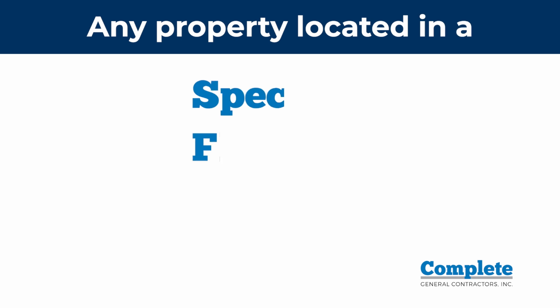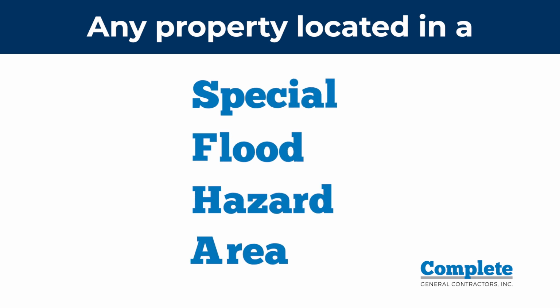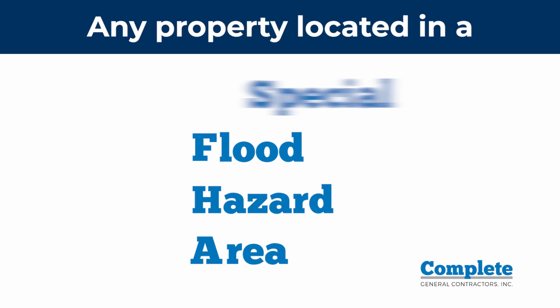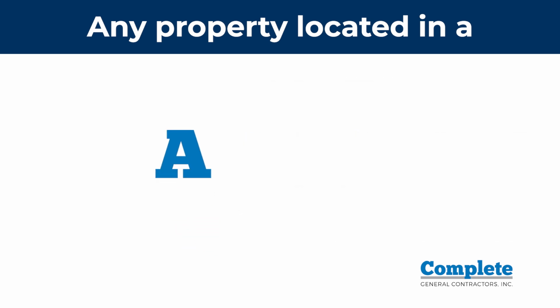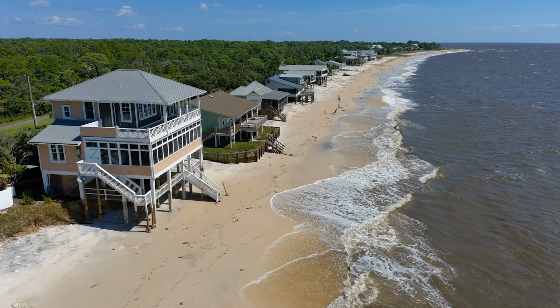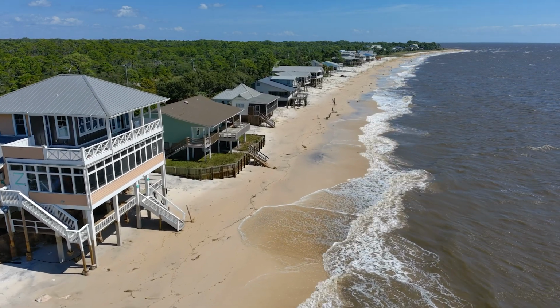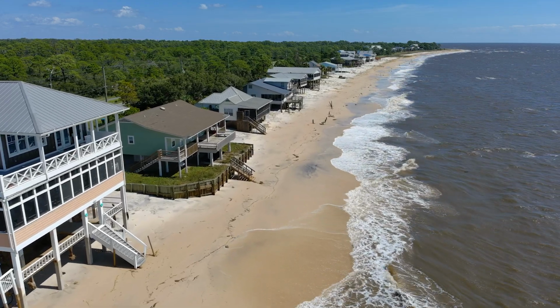First, it's any property that is located in a special flood hazard area, an SFHA. And in those special flood hazard areas, it's A as in apple or V for velocity flood zone. Velocity flood zones are those areas right down at the beach where the water's going to be coming in like a wave, right? And so those are the only properties that the 50% rule applies to.